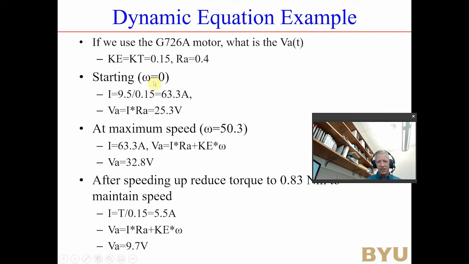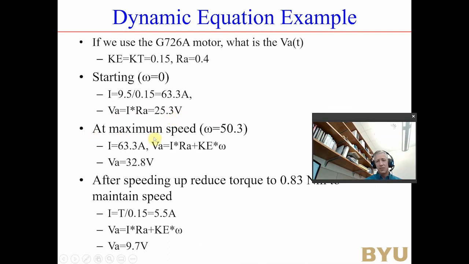So starting out, we have omega equal to 0. So our current is going to be equal to the 9.5, which is our torque, divided by our torque constant. So we're going to need 63.3 amps, which is less than the maximum current of 75 amps. So the motor isn't going to burn out when we're starting up. And so we have to apply a voltage of the current times the resistance, Ra. So we have to apply 25.3 volts to our motor.